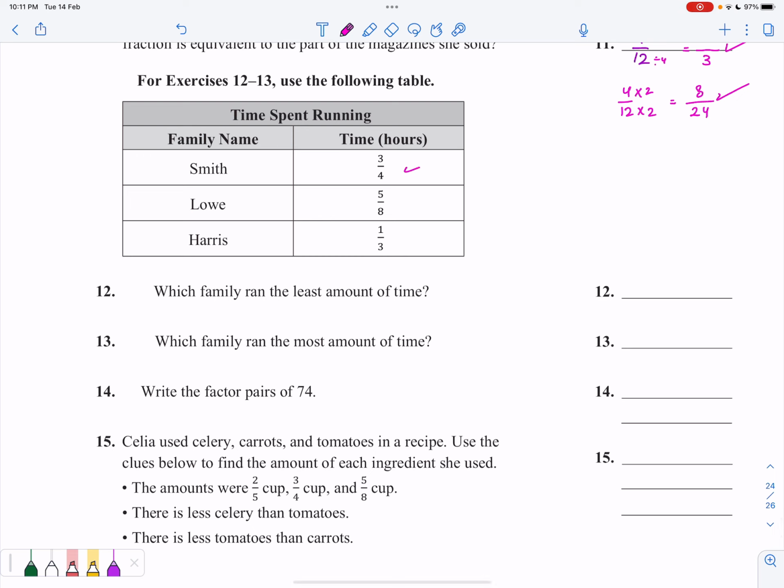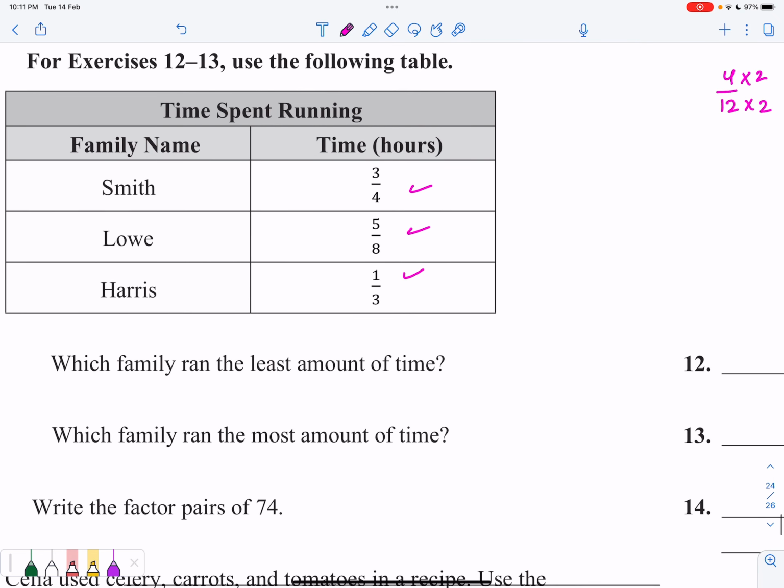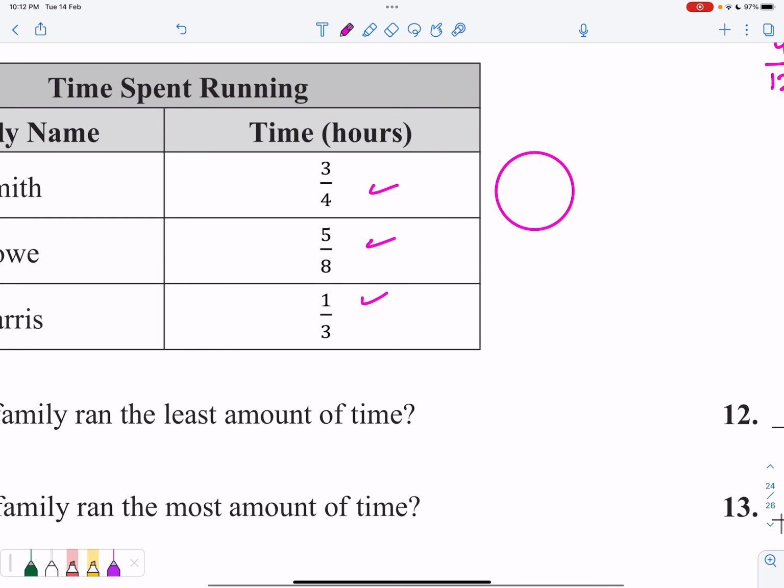Least amount of time. So we want to take a look at these 3 fractions and decide which one is the least one. We can draw parts to see which fraction is the least. So let's try with the first one, the Smith. 3 out of 4. Please draw with me now a circle like that, and let's cut it into 4 parts, like this. Since there is 3, you need to color 3 of them. This is the first part, second, and third.